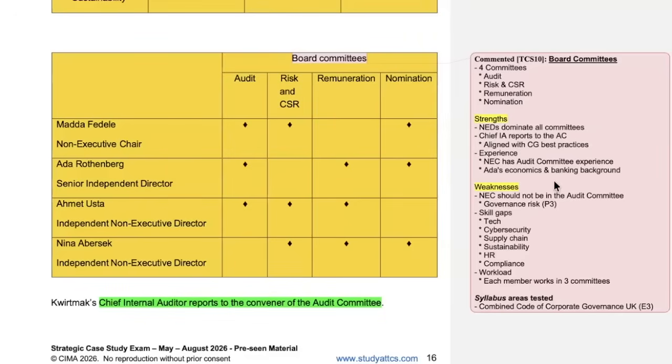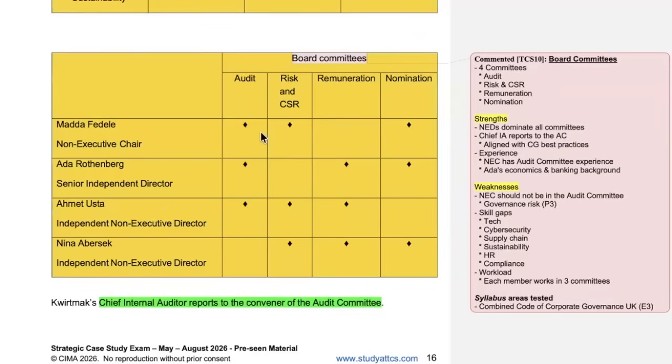However, this non-executive chair should not be in the audit committee as per corporate governance best practices, because as per the combined code of corporate governance, audit committee's membership should be 100% non-executive directors. So the non-executive chair should not be part and parcel of the audit committee, but you see that within this organization. So this is a governance weakness.